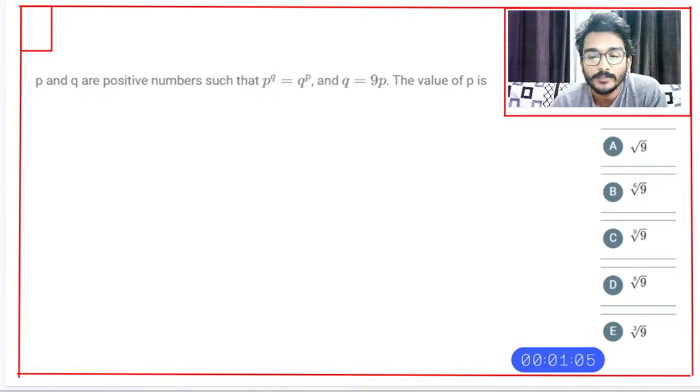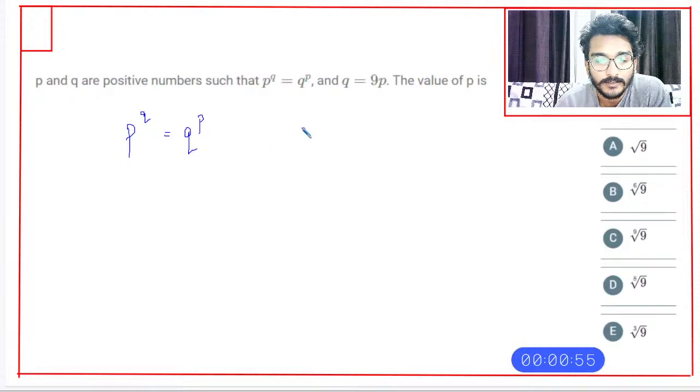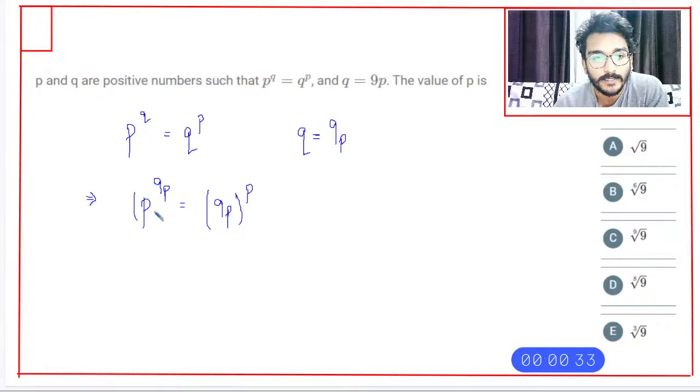So let's just do this question now. We have this particular condition, p raised to the power q equals q raised to the power p, and q equals 9p. The value of p is how much? We have to calculate the p value. So let's just plug the value of q. q is given in the question, it is 9p. So it is p raised to the power 9p equals 9p raised to the power p.